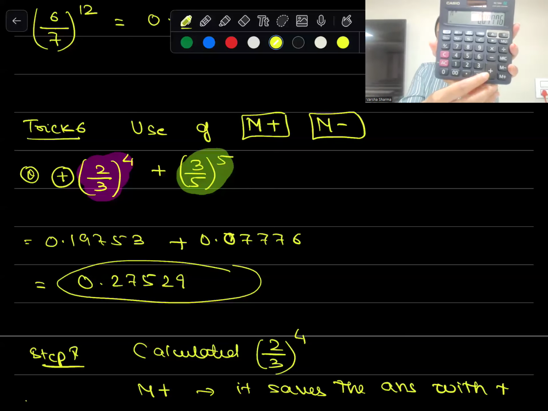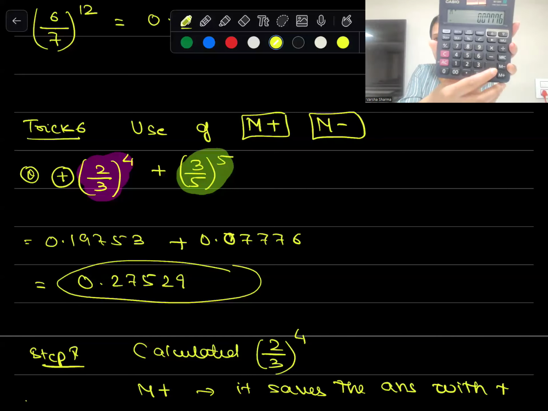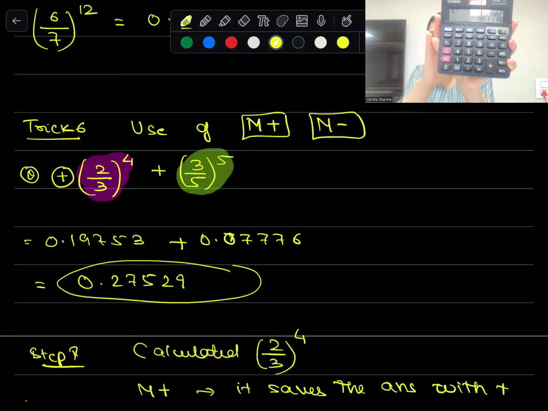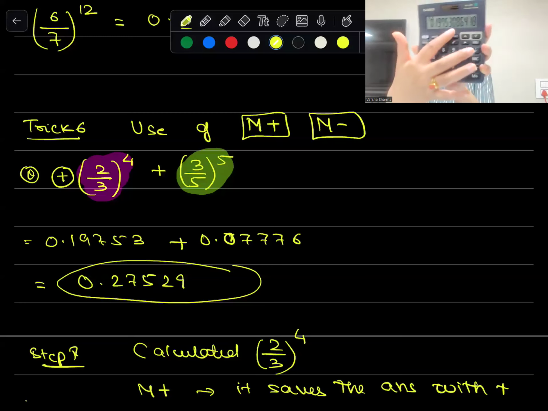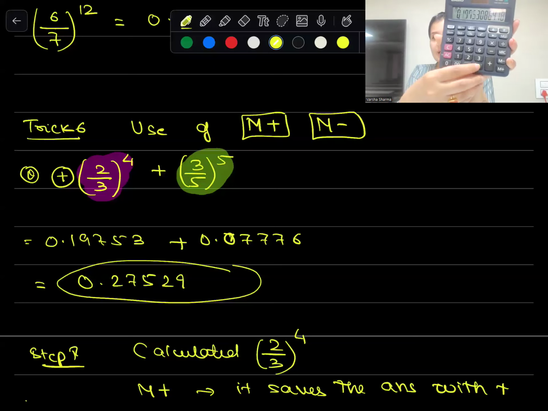Now press the plus. Why am I pressing plus? Because what is the symbol before 3 by 5 power 5? What do I want to do? I want to add them. So I'm putting the plus sign. Now I want to add this value with whom? The value that I've saved in the memory of this calculator. So I'm pressing MRC. As soon as I press MRC, you can see the value that you have recalled. Okay. Now press equal to.